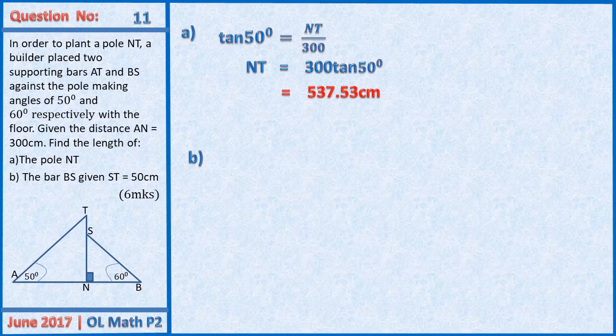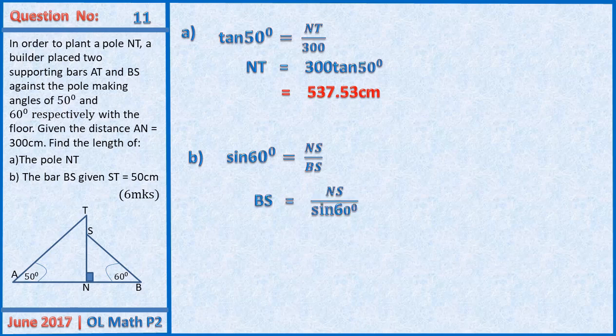Now the next thing is the length of the bar BS. Let's look at the figure again. For BS, I have the angle 60 degrees. And which other information do I have? I know NT. So to calculate BS, I can use the information of NT as well as the angle to do the calculation. So I'll say sine 60 degrees, which is opposite over hypotenuse, because my BS is the hypotenuse. Sine 60 degrees will be equal to NS over BS.